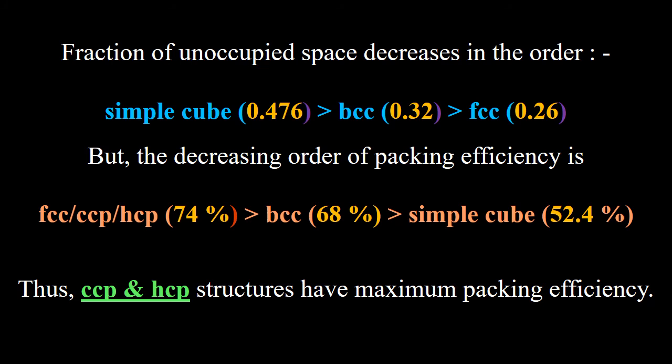Fraction of unoccupied space decreases in the following order. Simple cube is having the highest unoccupied space and FCC is having the least unoccupied space. But the decreasing order of packing efficiency is the reverse. That is, FCC or CCP or HCP is having highest packing efficiency and simple cube is having lowest packing efficiency. Thus, CCP and HCP structures have maximum packing efficiency.